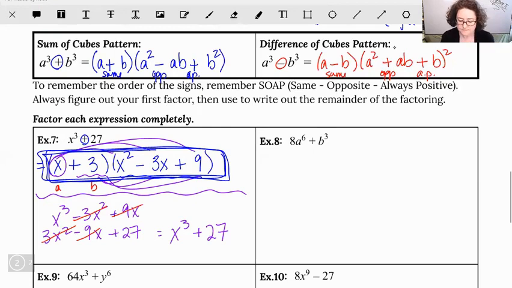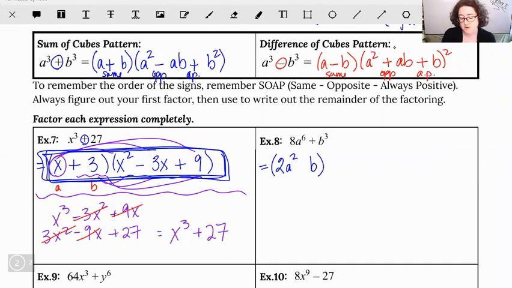All righty, let's try another one of these. So 8a to the 6 plus b cubed. So again, I always start with, what are my perfect cubes? So to get an 8, again, what do you multiply by itself 3 times? A 2. A to the 6, what do I multiply by itself? I can do a squared times a squared times a squared. And then b cubed is just b. So again, these are your perfect cube roots of both of those terms.